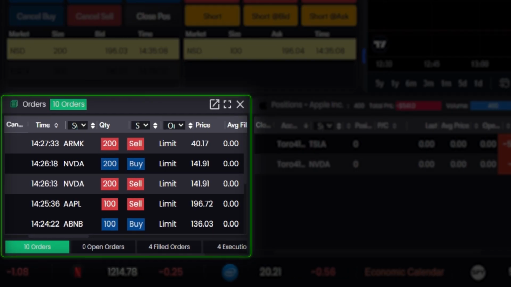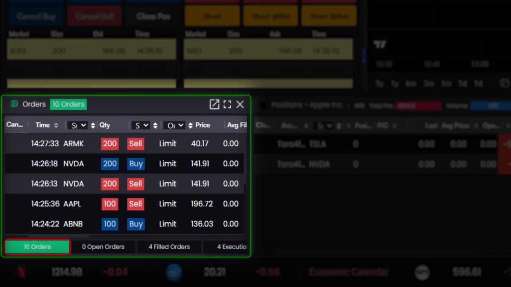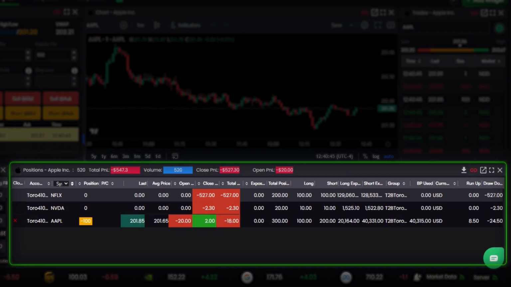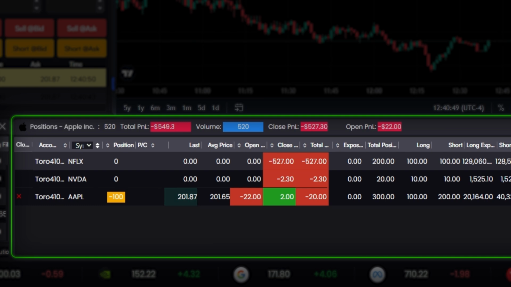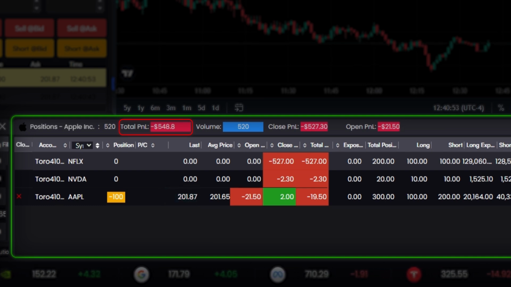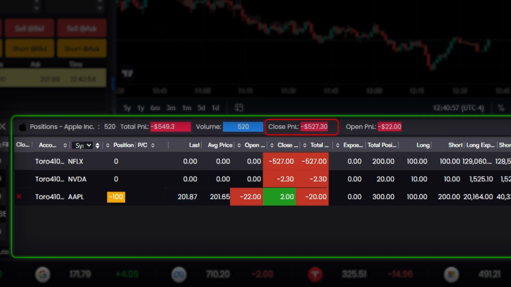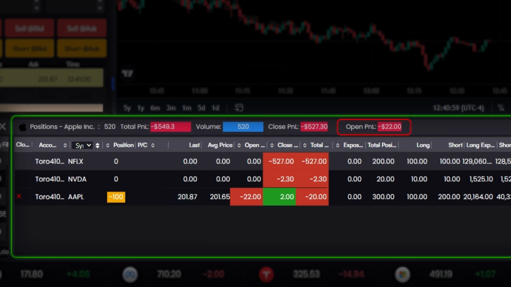Third, Orders. This is where you can see all the orders you sent, your total orders, open orders, and filled orders. Fourth, Positions. This is where you will see the shares you traded, the total P&L for the day, including the open P&L, the total number of shares you traded for the day, your current close P&L, and your current open P&L.